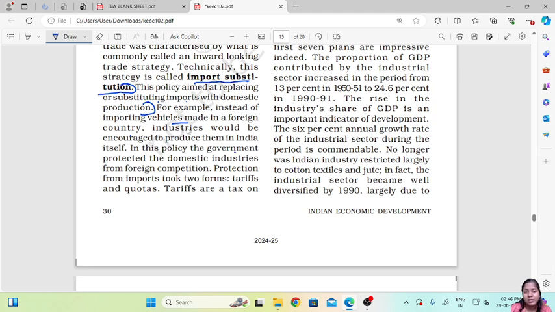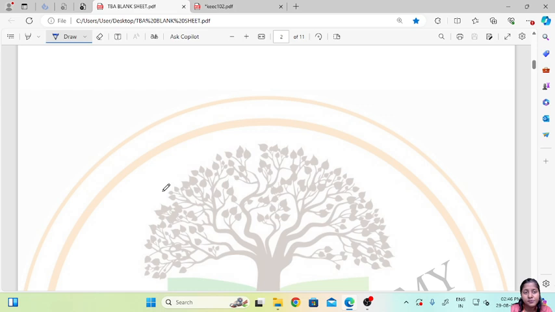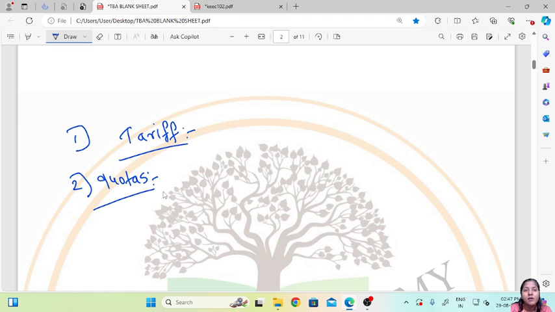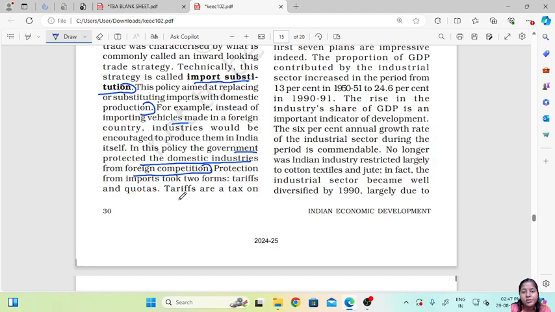In this policy, the government protected the domestic industries from foreign competition. This is how they thought foreign competition could be reduced. Protection from imports took two forms: tariffs and quotas.